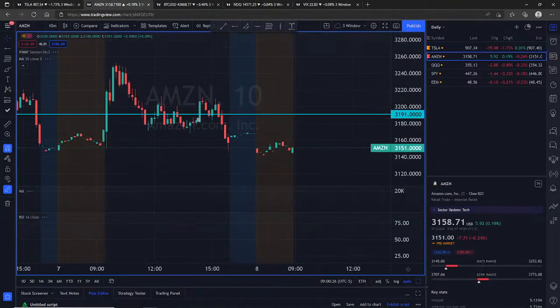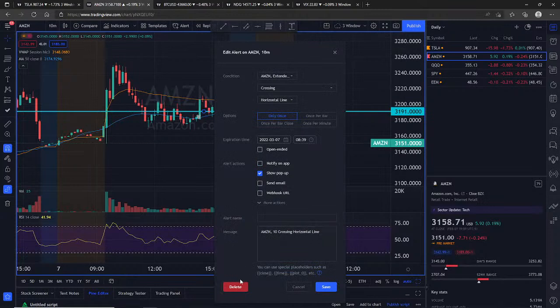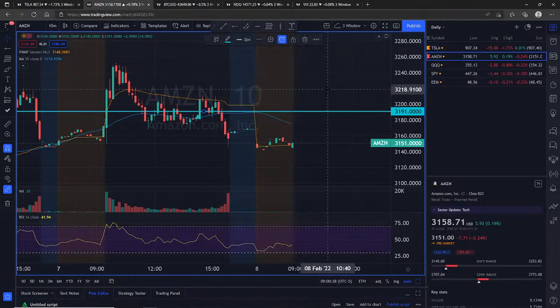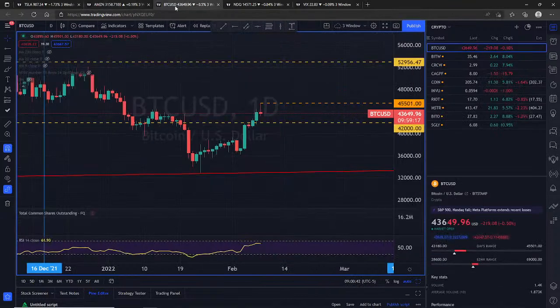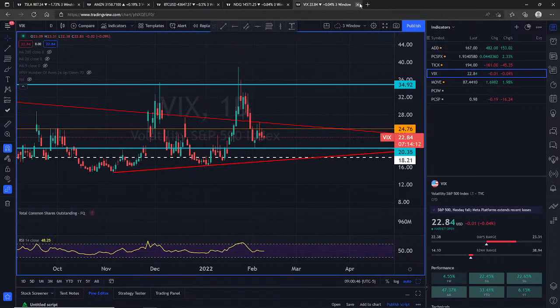Amazon is really close to the top end of its range, only $40 away from the top end of its range. So again, if it hits the top end of its range, then yep, I'll jump on it. Bitcoin, keeping an eye on. NASDAQ, VIX.